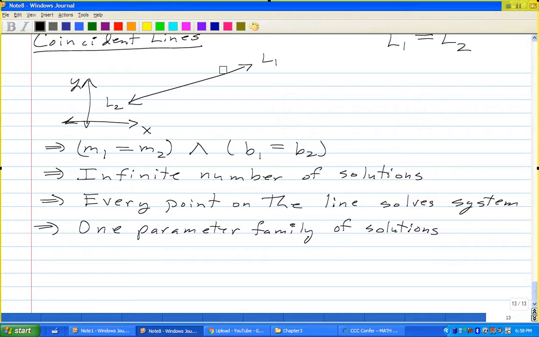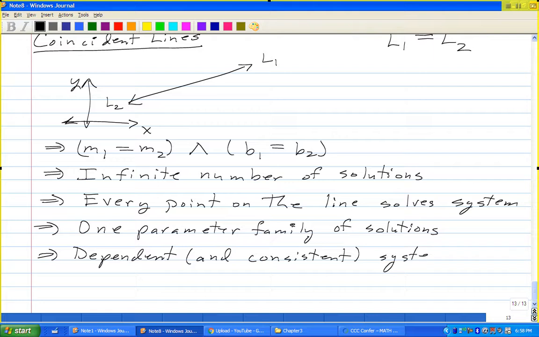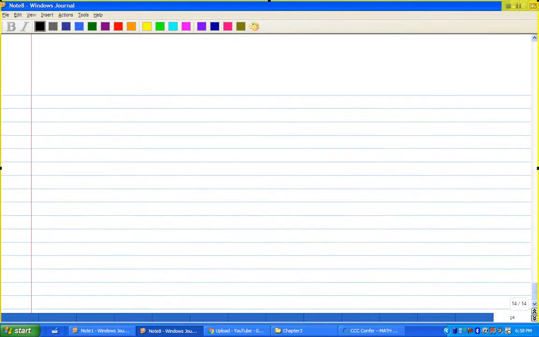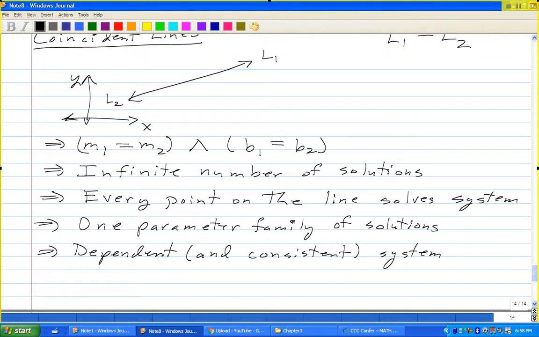We call this a dependent system. And of course, it's not only dependent, but it's also a consistent system. But I usually just call it dependent. Okay, so we can classify a system as either dependent, independent, consistent, inconsistent.